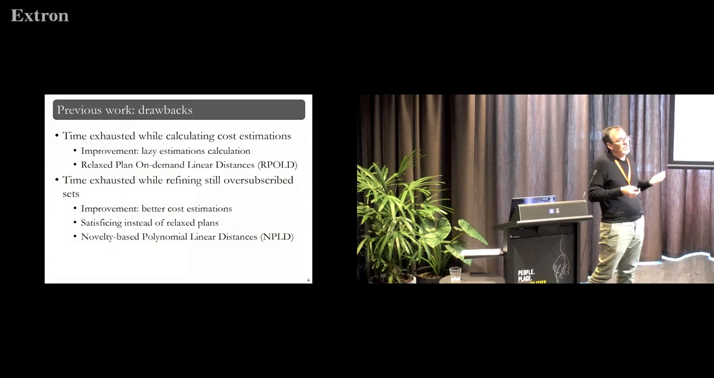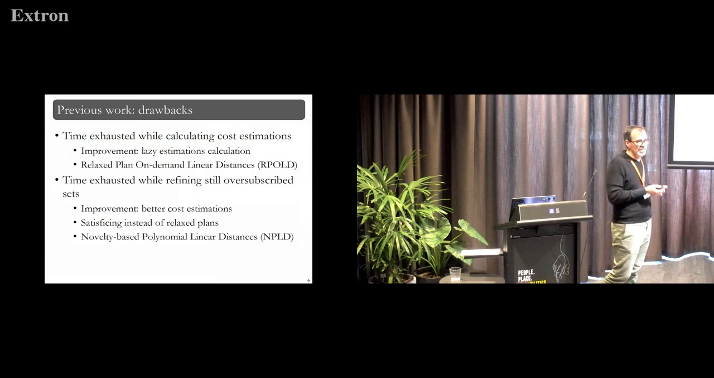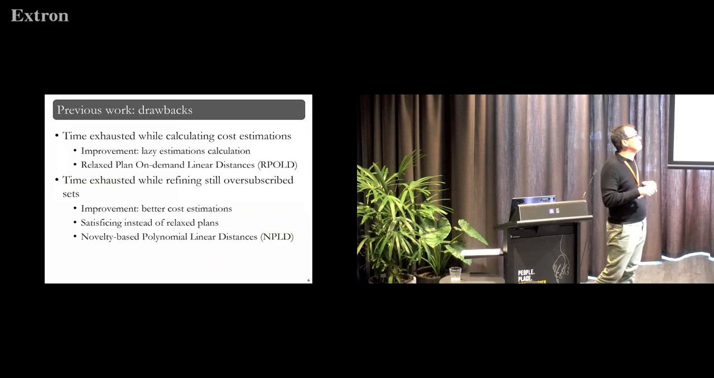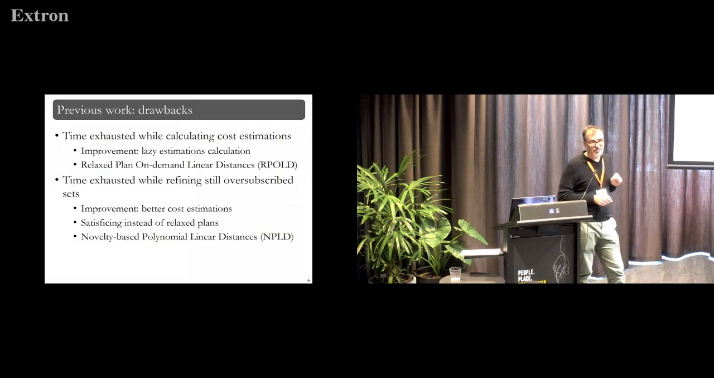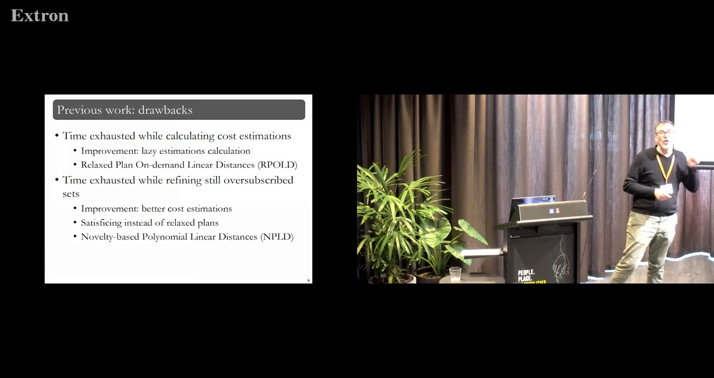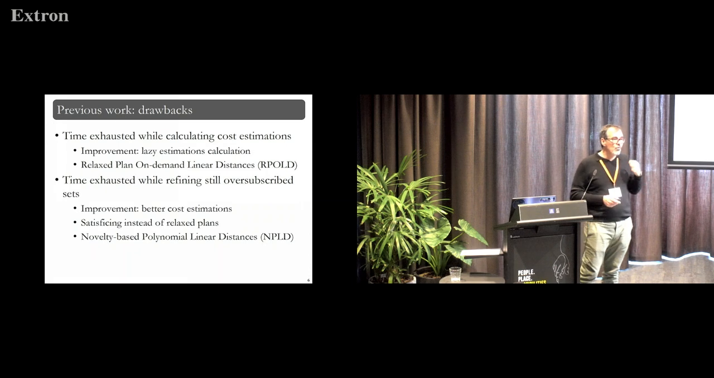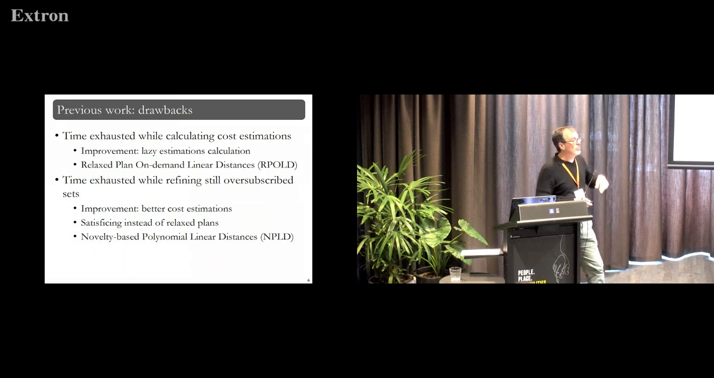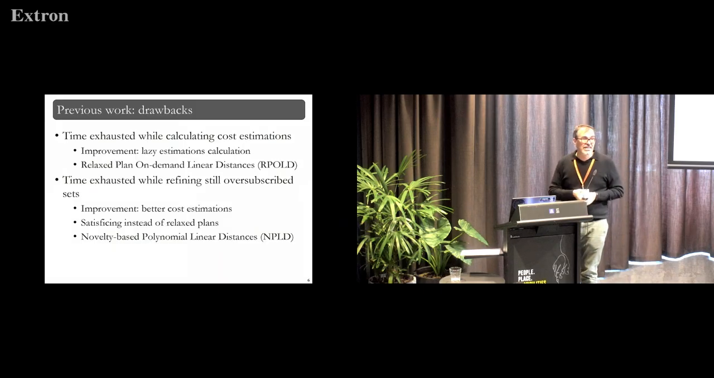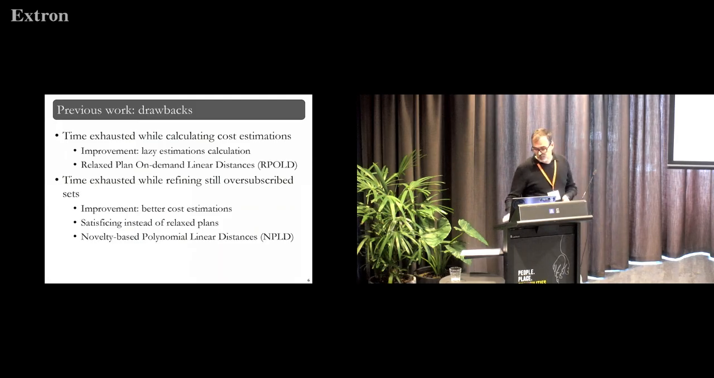Okay, so in this case, it will help if we can have better estimations that make sets less oversubscribed. Our idea here was, would it be possible to use satisficing plans instead of using relaxed plans? It will take more time to calculate the estimations, but we expect the estimations will be more accurate, and that the sets will be less oversubscribed. So in those cases, we'll be able to find solutions. Okay, and we call this approach NPLD, novelty-based polynomial linear distances, because we are going to use special novelty-based satisficing planners that are fast to do this kind of thing.